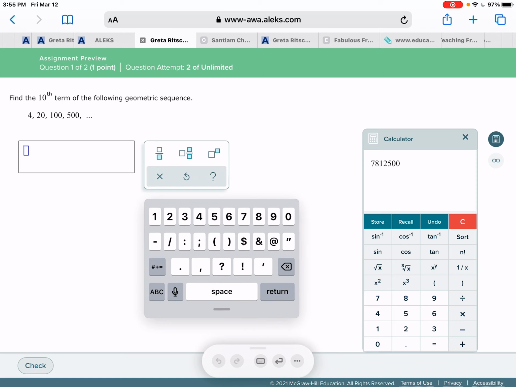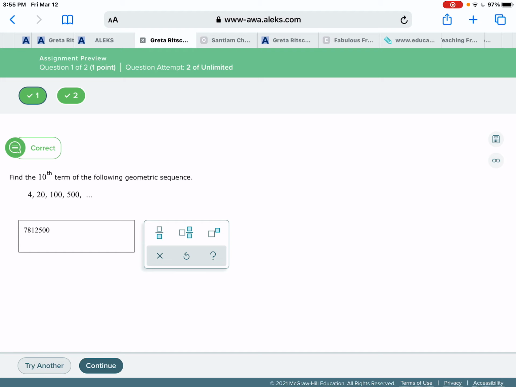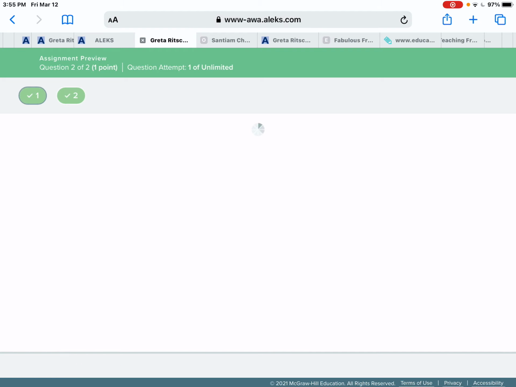Seven, 1, 2, 5, 0, 0. That's a pretty big number. It would have been a little tricky to keep multiplying all the way out. Check. All right, let's do this other one.